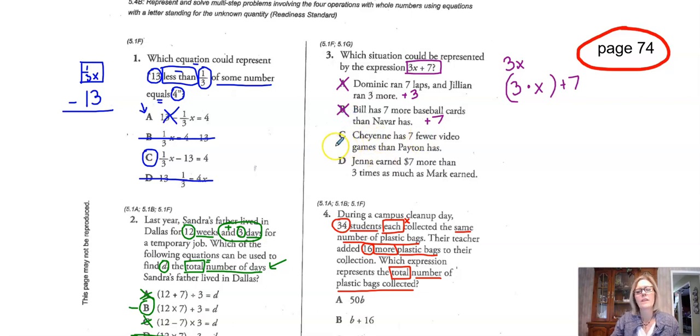Let's look at this. Cheyenne has 7 fewer video games than Peyton has. Fewer would be an indicator of subtracting.